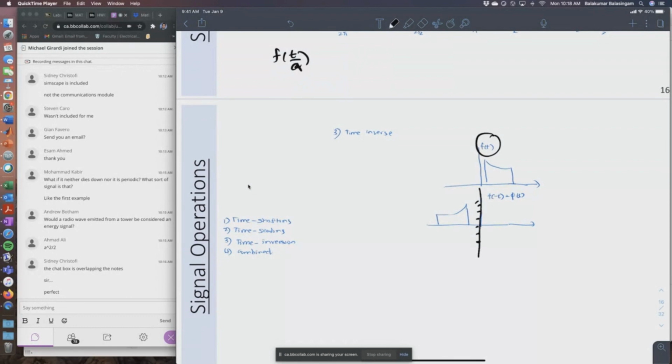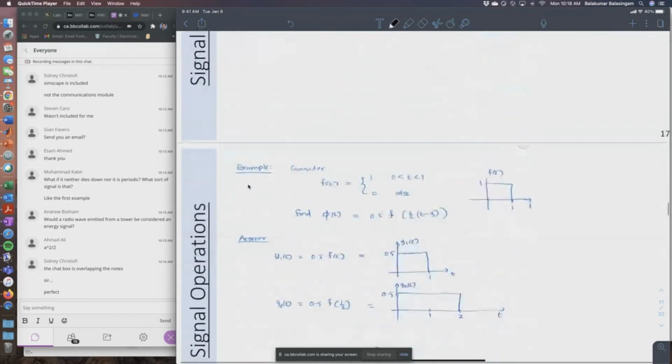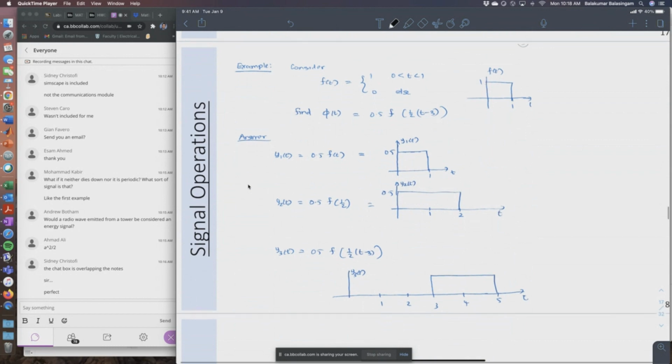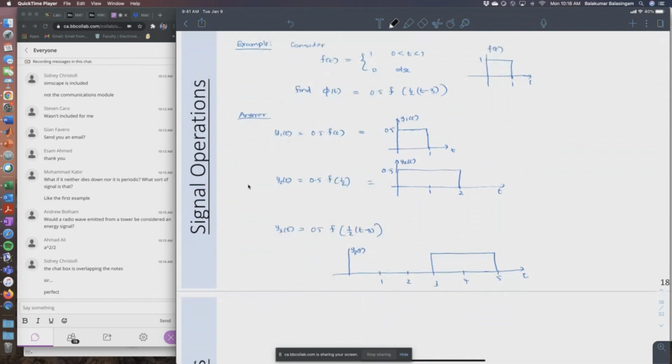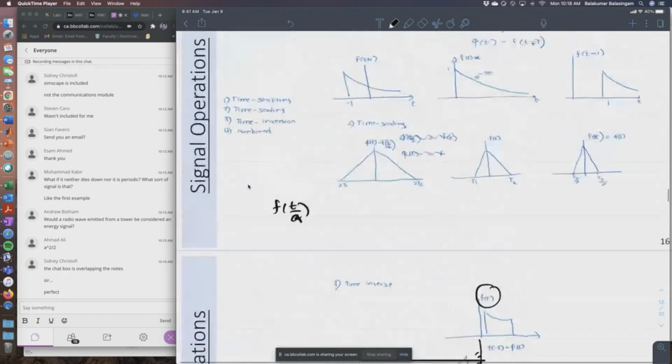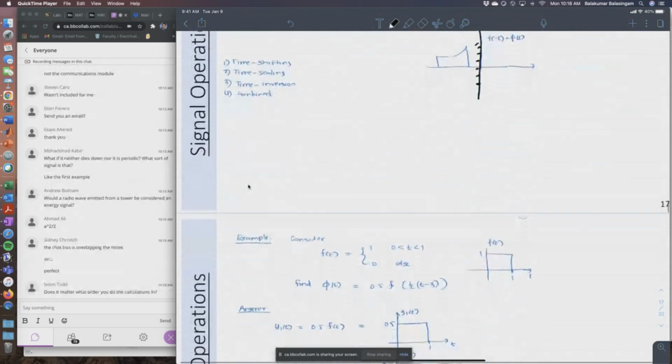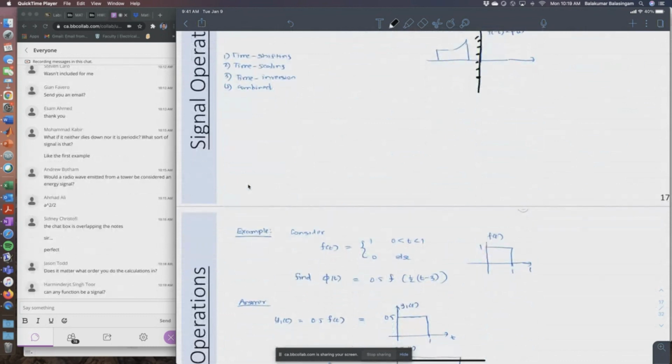So those are three important things, signal operations. Using those three, you can do a lot of signal manipulation. There are a lot of practice questions in the homework. Do them, then you will get a good handle on these concepts. Time shifting, time scaling, and time inversion. No, it doesn't matter which order you do this.